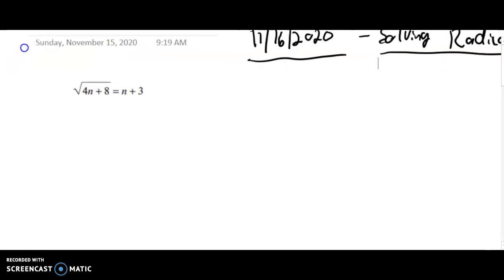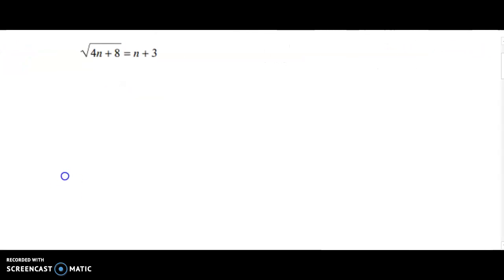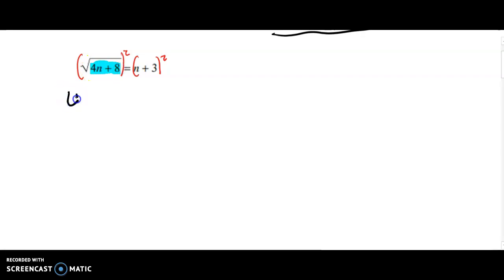Okay, let's dive into our first example here. Make sure that we're pausing and writing the original problem. Okay, we need to cancel the square root. In order to do that, I'm going to square both sides. On the left-hand side, you're just left with what's under the square root. So I got 4n plus 8.